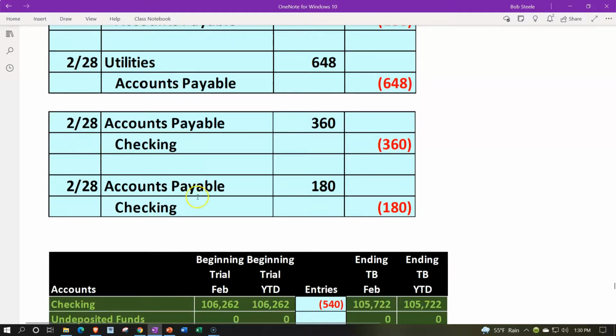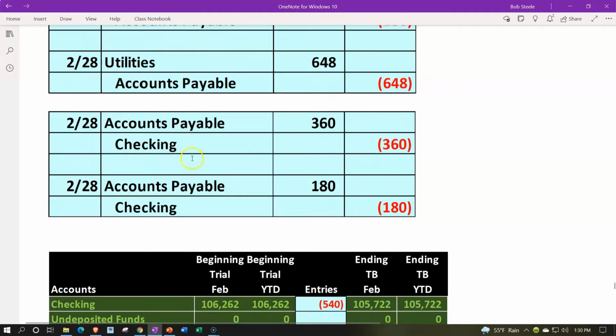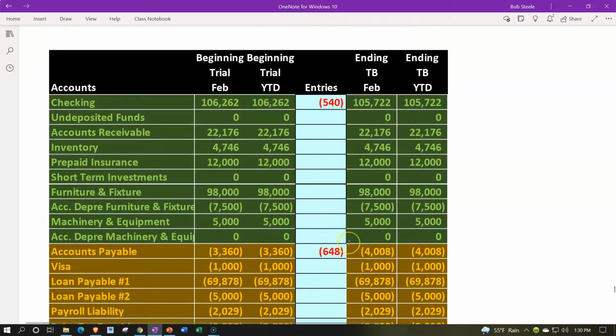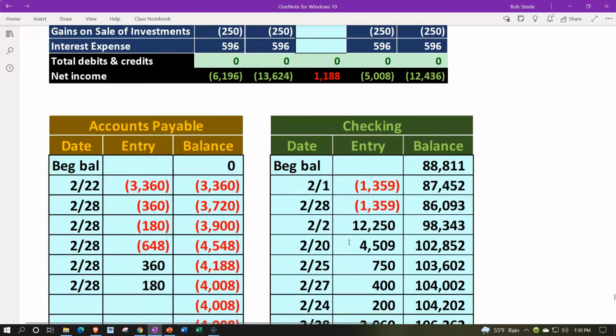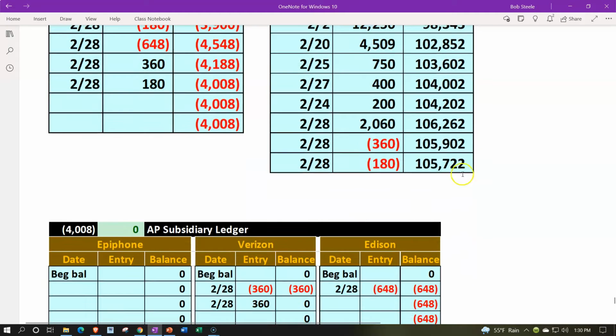Then we've got the next check, which we're paying off this time for the internet, which is Spectrum. So we're going to be debiting the 180 for the accounts payable, crediting the checking account. So the checking account then going down, accounts payable going down. We could see that more clearly in the general ledger. Accounts payable was at 4,188 after the last transaction, goes down with a debit 180 to 4,008, and the checking account was at 105,902, goes down by 180 to the 105,722.